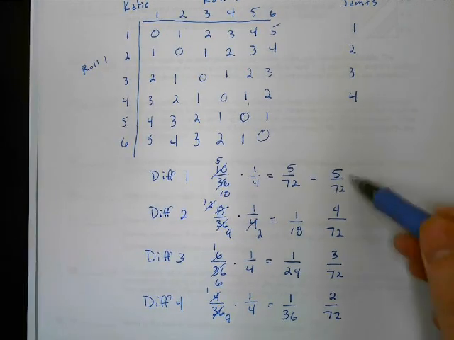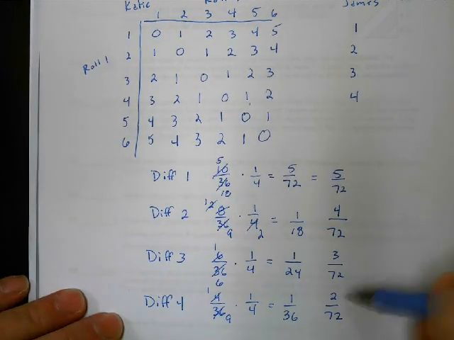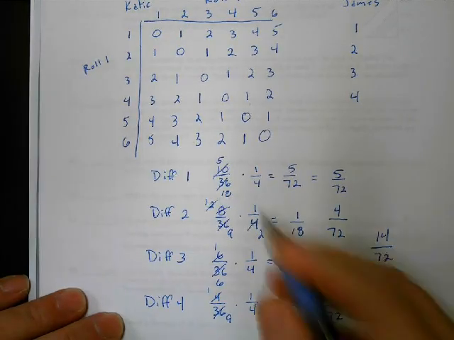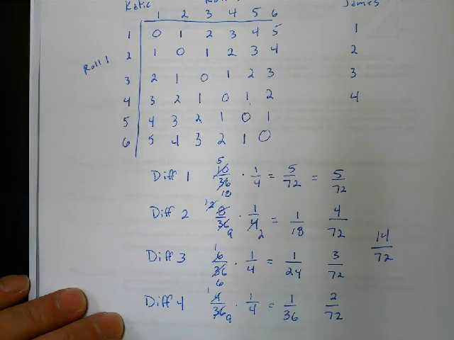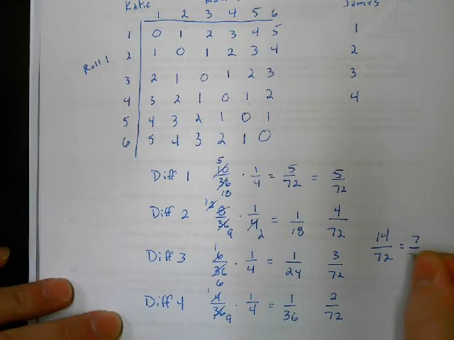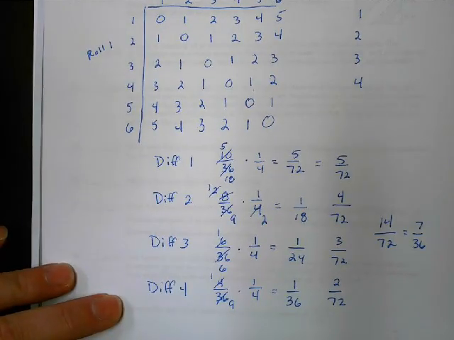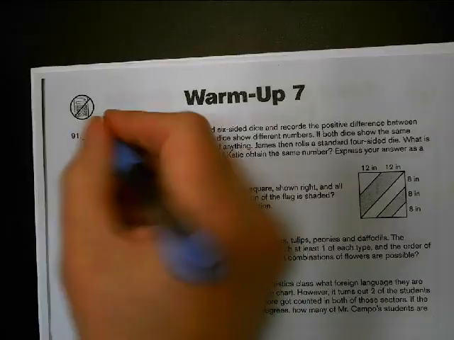So I've got 9, 10, 11, 12, 13, 14 seventy-seconds. I'm just adding them all up because they're different outcomes. And that's going to reduce to 7 over 36. Look at that. There's a lot of work there. But that's our answer, 7 over 36. They're not all going to be like that.